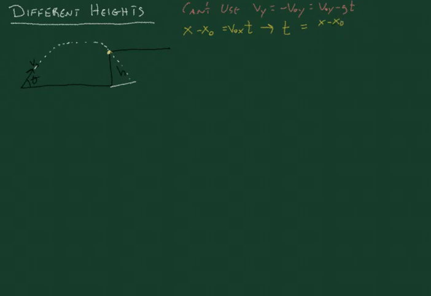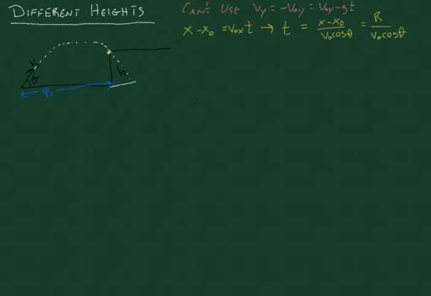x minus x0 over v0 cosine theta, which is going to be r over v0 cosine theta, where r is this distance. Oops. Oh, that was very poorly drawn. Right, so now we've been able to find the time.